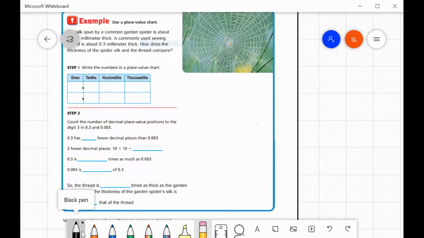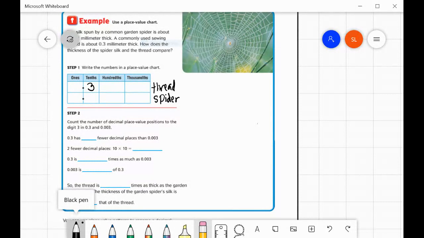So we're going to take a place value chart and we're going to write the numbers into that spot. So the thread is going to be here, and the spider web is going to be on this one. So the thread is 3/10ths. So we're going to write a 3 right here, and that's our answer in terms of the chart.